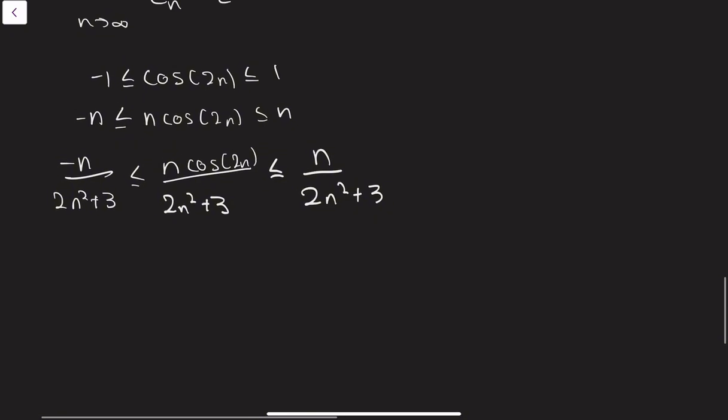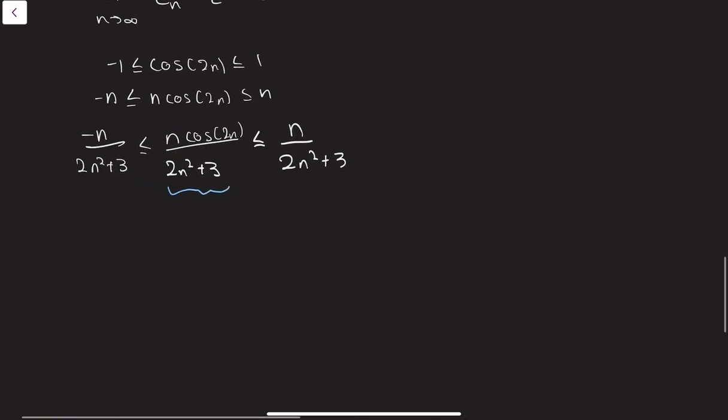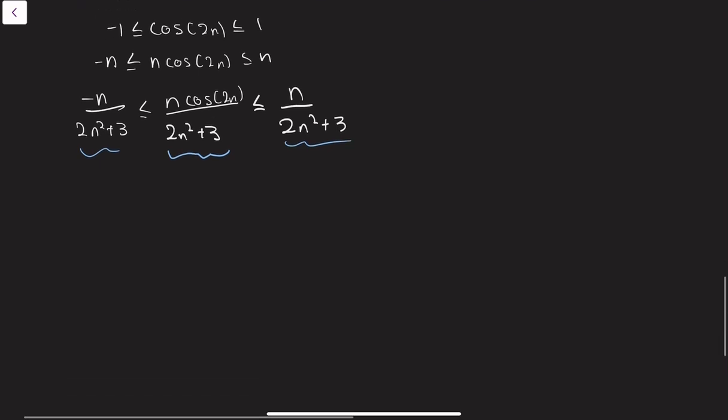Great. Now this in the middle is our original limit, right? This is our original sequence that we're trying to solve for. So if we prove that these two bounding sequences approach a specific value that is the same, then we can say that this middle sequence, the sequence that's being bounded by the two sequences, is also approaching the same value.